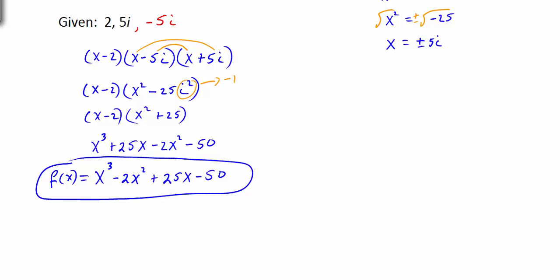And once again, we had three zeros, and that means our largest exponent is also a 3, because we had 1, 2, 3 zeros.